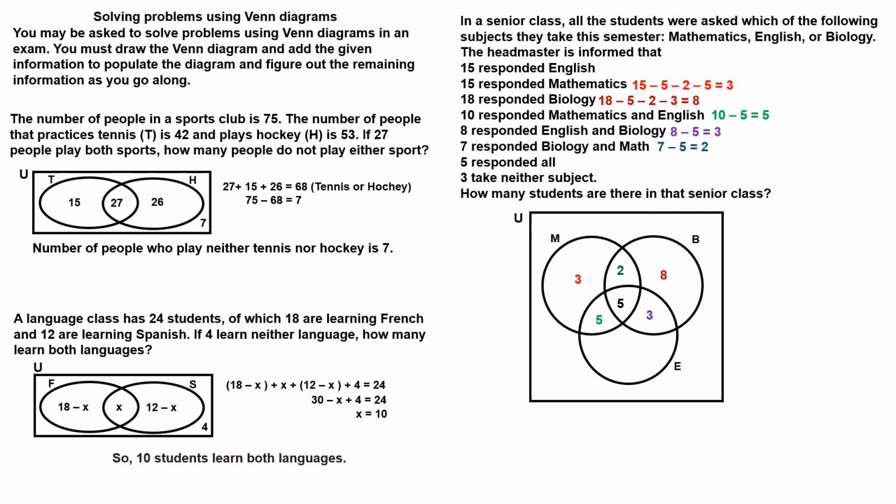15 students responded English, but notice that 5, 5, and 3 are already in the English circle. So we subtract those students from 15. There are 2 students who take only English. 3 students responded in neither subject, so they go outside the 3 circles. Now we add together all the numbers on the Venn diagram to get the total of students.